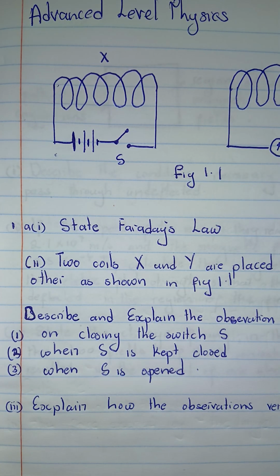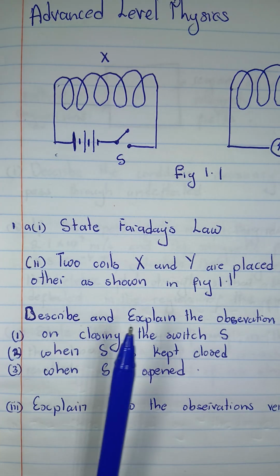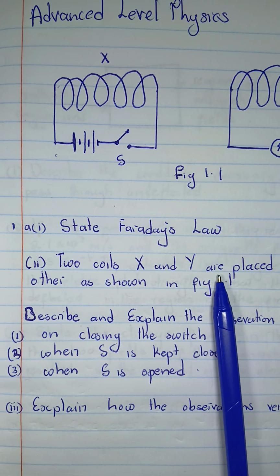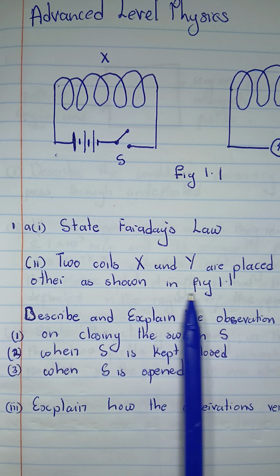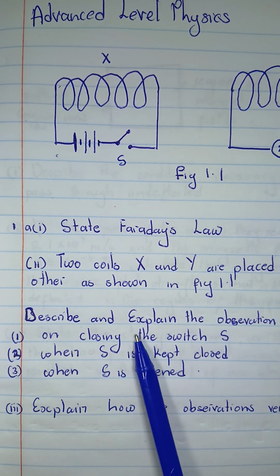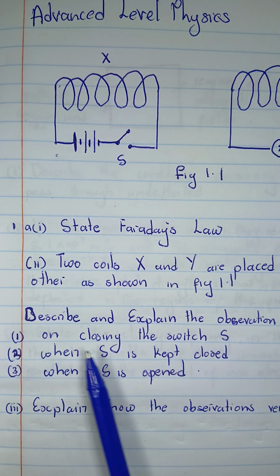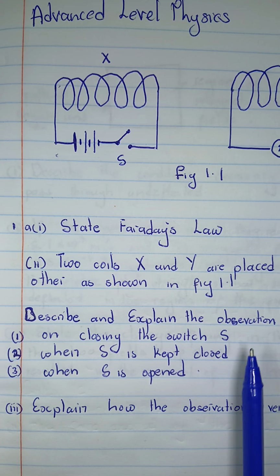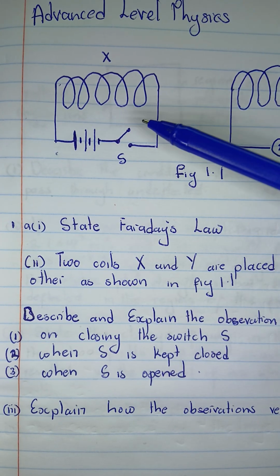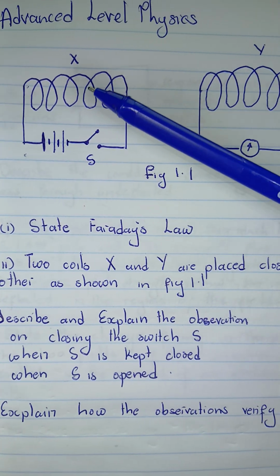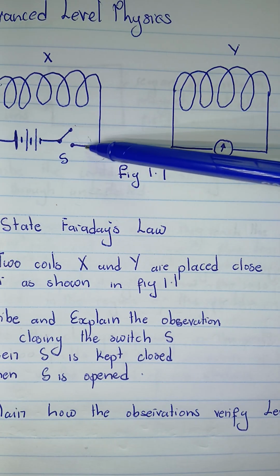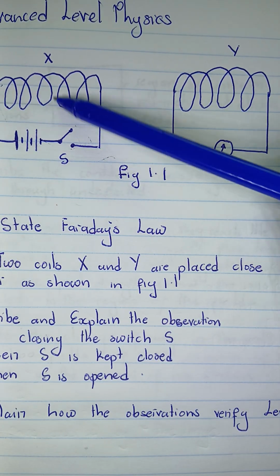So let's move on to the following. Two coils X and Y are placed close to each other as shown in Fig 1.1. Describe and explain the observation on closing switch S. So as you can see here, when you close the switch S, there is a current that moves in this coil.